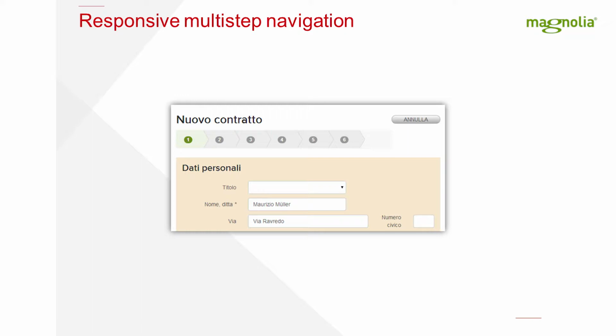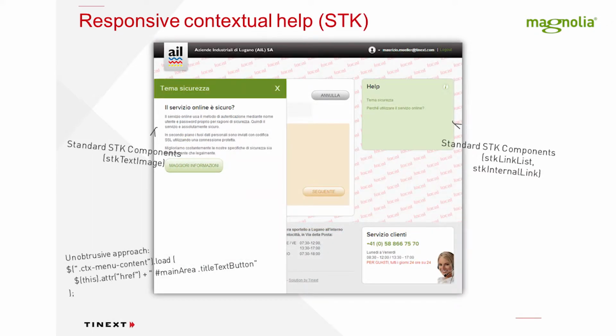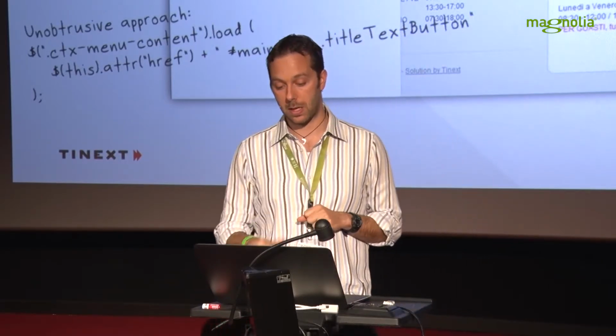And this is an example of another enhancement. This is a responsive contextual help. It is completely based on SDK. We have the list button on the right, an SDK link list with internal links, and on the left we have a push panel that is an SDK text and image. It's a page, by the way. With just an app-to-receive approach, we load dynamically the content of the page and inject it in this JavaScript component.